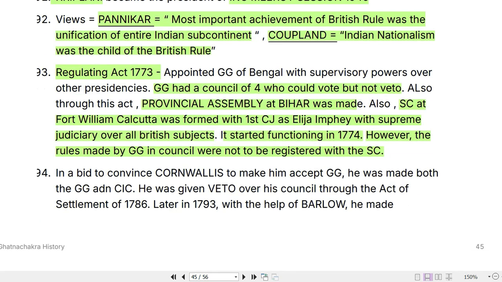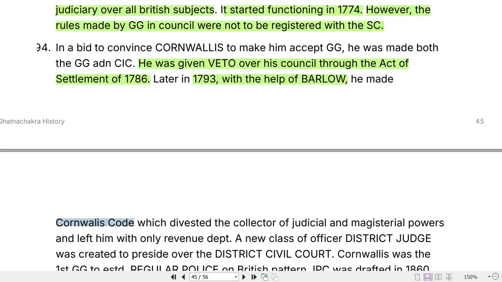Now, in a bid to convince Cornwallis to accept the post of Governor General, he was made both the Governor General and Commander-in-Chief. Also, he was given the veto over his council through the Act of Settlement 1786. This is the most important fact. Later in 1793, with the help of Barlow, he made the Cornwallis Code, which divested the collector of judicial and magisterial powers and left him only with the revenue department.